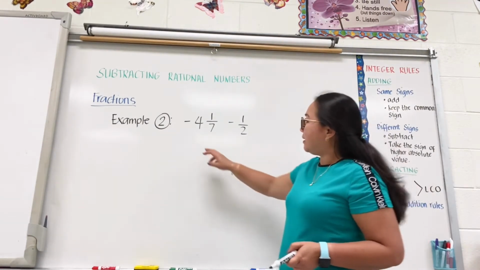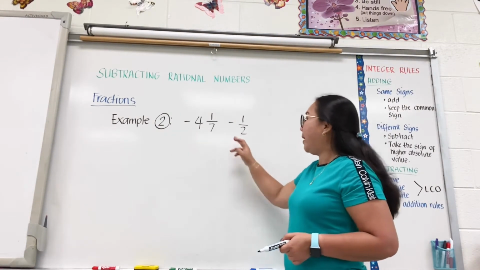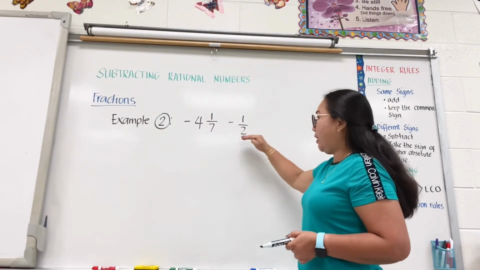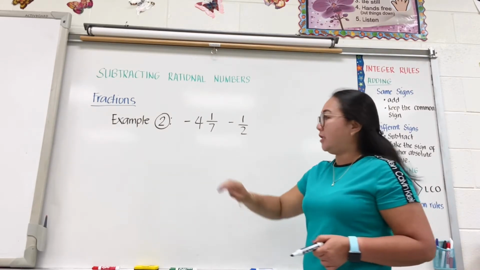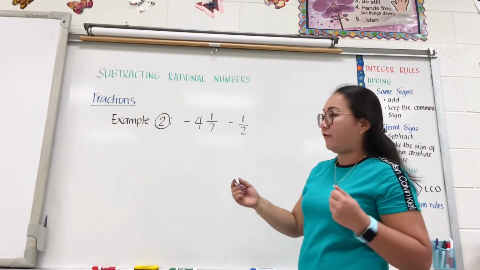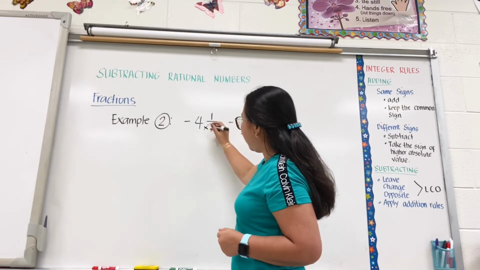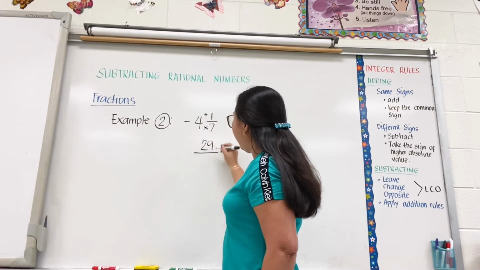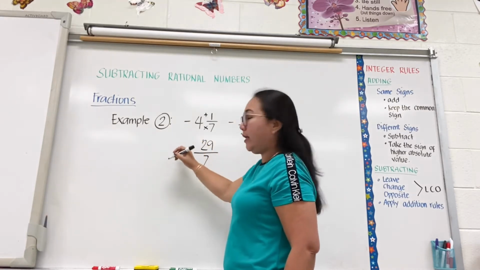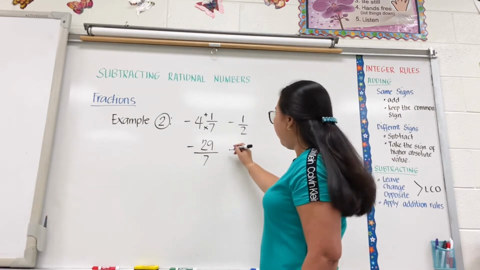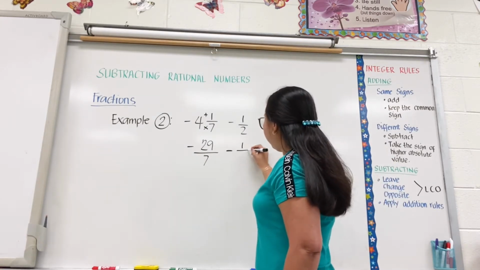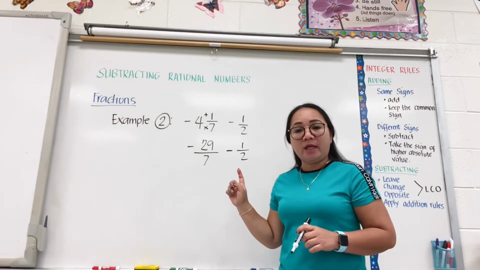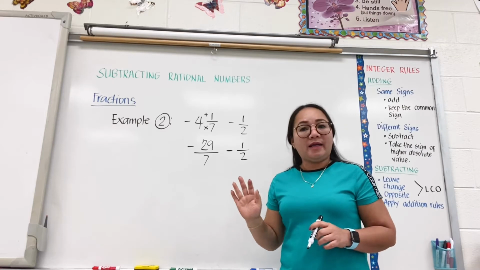Second example is -4 and 1/7 minus 1/2. Now you notice that we have mixed number right here and a fraction. So first thing you will do is change the mixed number into improper fraction. So this will be 4 times 7 is 28, plus 1 is 29. Then keep the denominator. The negative sign is the same. And then minus 1/2. Now you notice that they have different denominators.